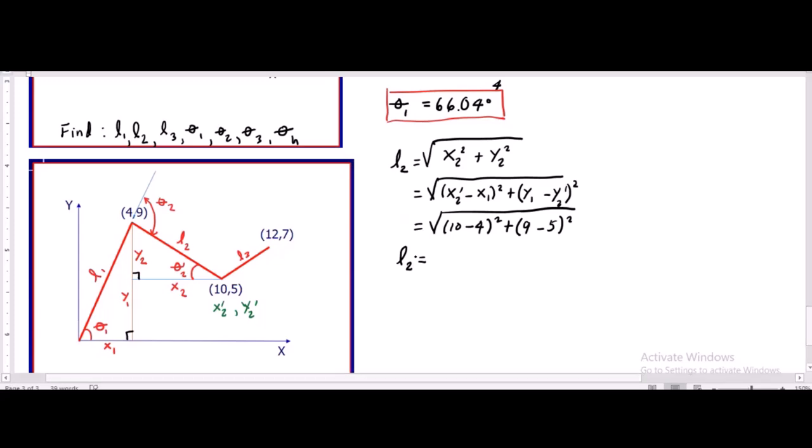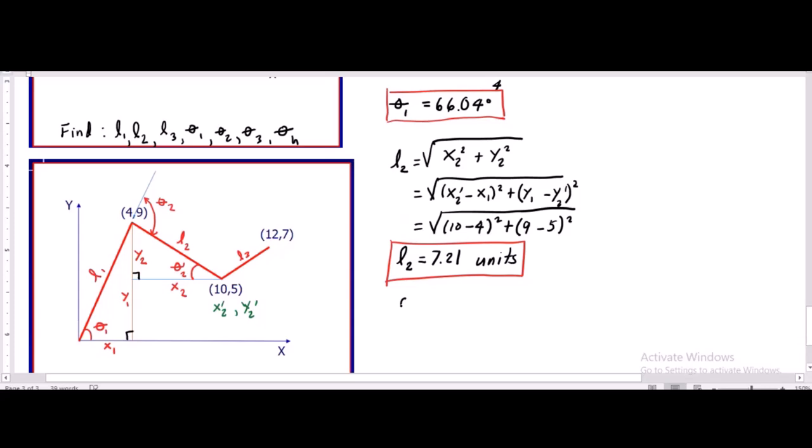Therefore, we are able to get the L2. So 10 minus 4 square is 6 square, plus 9 minus 5 square, which is 4 square, equals square root of 52. The answer here is 7.221 units. We got the answer for the L2. This is the L2. Then we get already L2, then we can proceed to the theta 2.